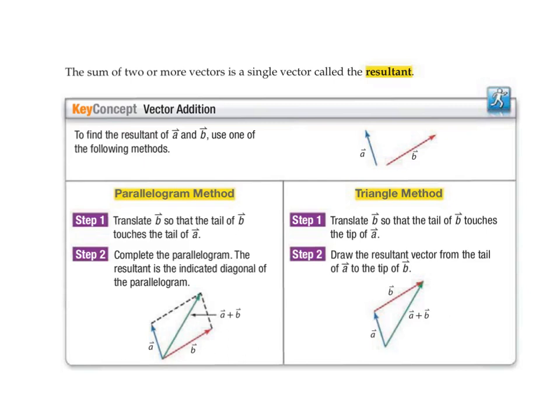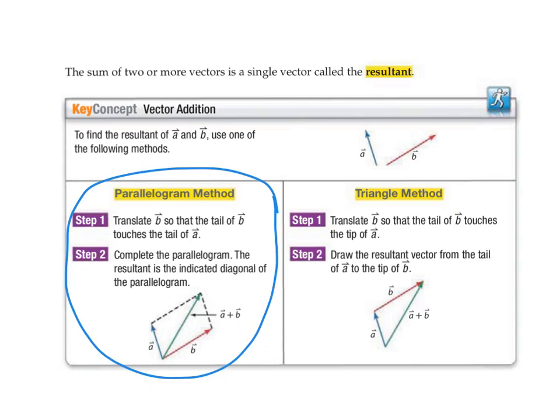The first way that you can do that is you can use the parallelogram method shown here on the left. According to the parallelogram method, you would, step 1, translate vector B so that the tail, that's kind of like the starting point of vector B, touches the tail or the starting point of vector A. So you take the two vectors and you make sure that their starting points are touching each other. Then you pretend like vector A and vector B are two sides of a parallelogram. Remember how to draw a parallelogram? It's kind of like drawing a rectangle. It's similar. The sides have to be parallel and they have to be the same length.